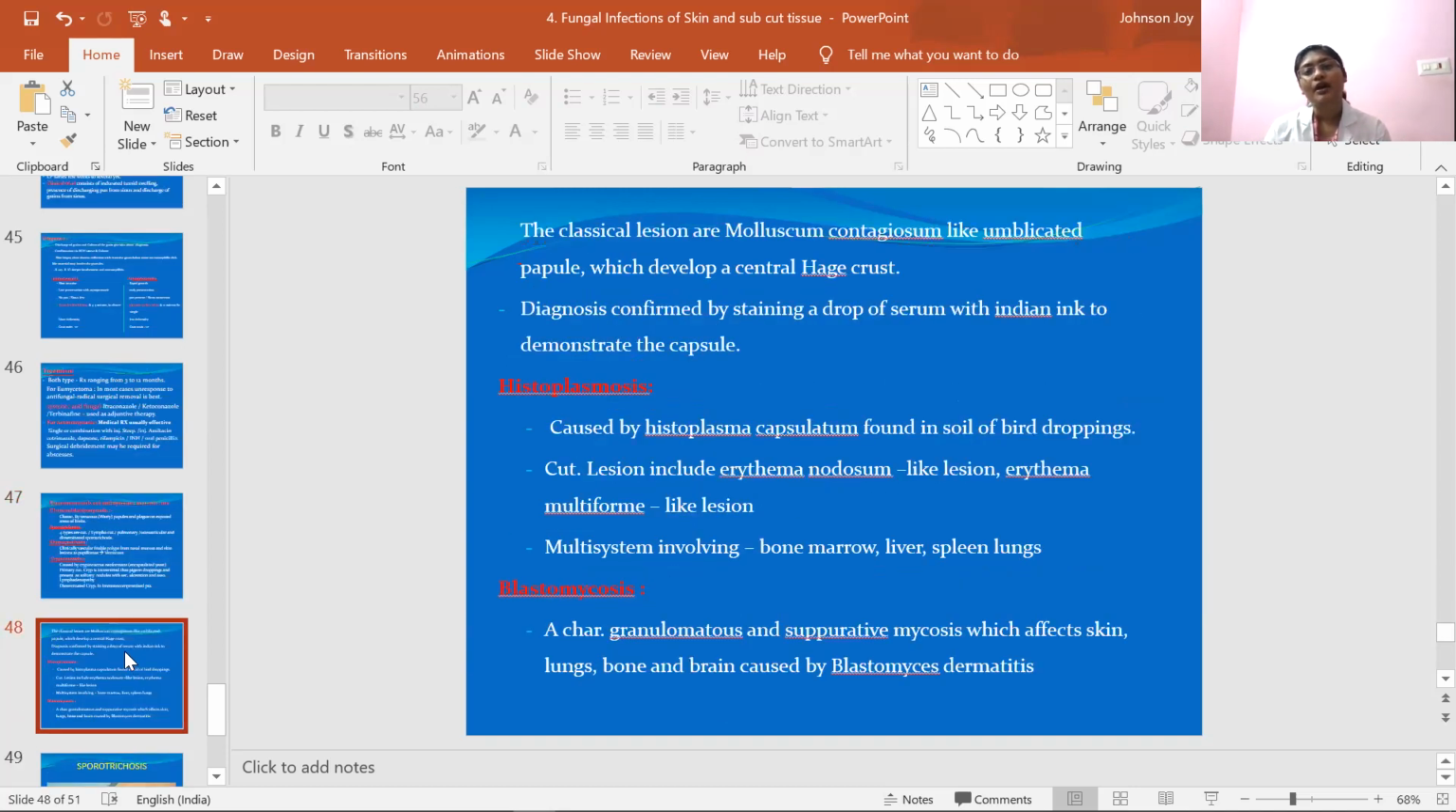The classical lesions are molluscum contagiosum-like umbilicated papules which develop a central crust. Diagnosis is confirmed by staining a drop of serum with Indian ink to demonstrate the capsule. So that is about cryptococcosis. Diagnosis is by Indian ink staining. Histoplasmosis is caused by Histoplasma capsulatum found in soil and bird droppings. Cutaneous lesions include erythema nodosum-like and erythema multiforme-like lesions, with multisystem involvement like bone marrow, liver, spleen, and lungs. Now, blastomycosis is a characteristic granulomatous and suppurative mycosis which affects the skin, lungs, bone, and brain, caused by Blastomyces dermatitidis.